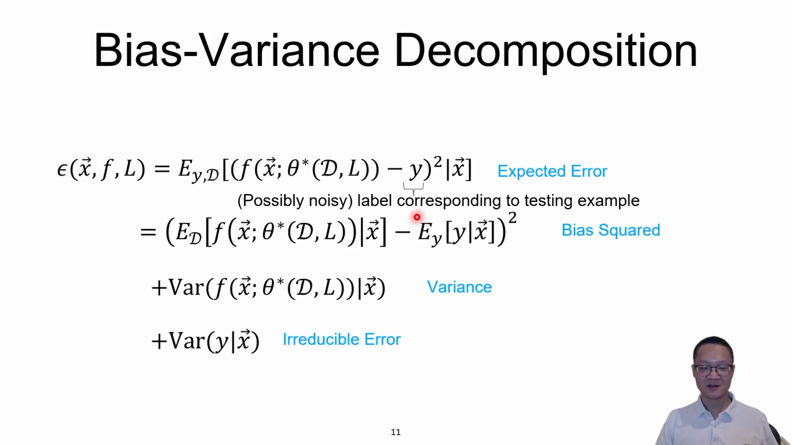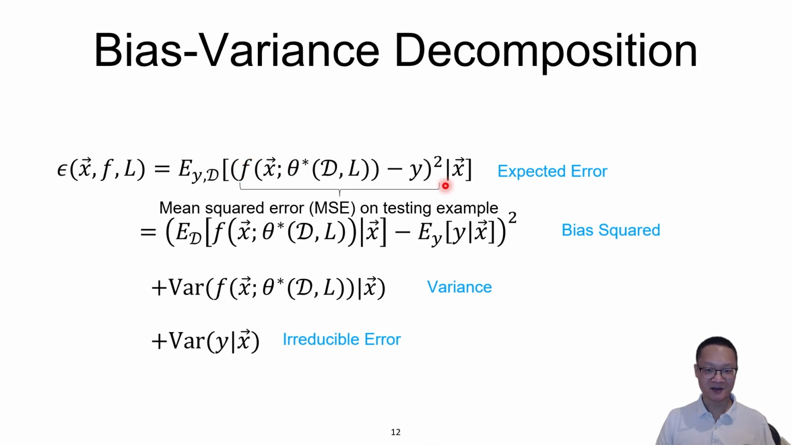Then we subtract the possibly noisy label corresponding to the testing example. This is what would happen if we give the universe the ground truth model in some sense: x is the input, and y would be the output of the universe. But remember, this is noisy as well. Taking the entire thing inside together, this is the mean squared error on the testing example.